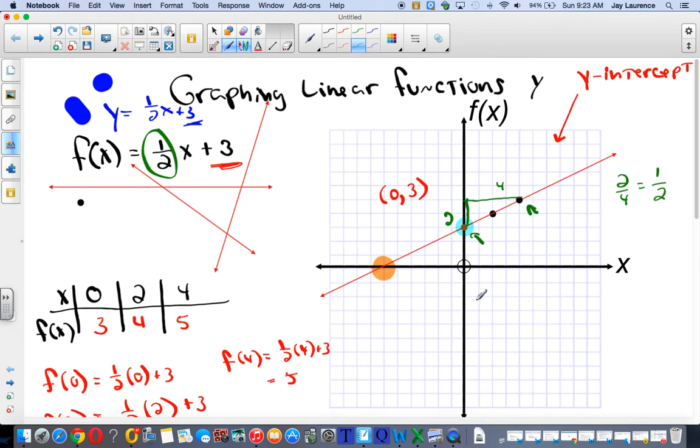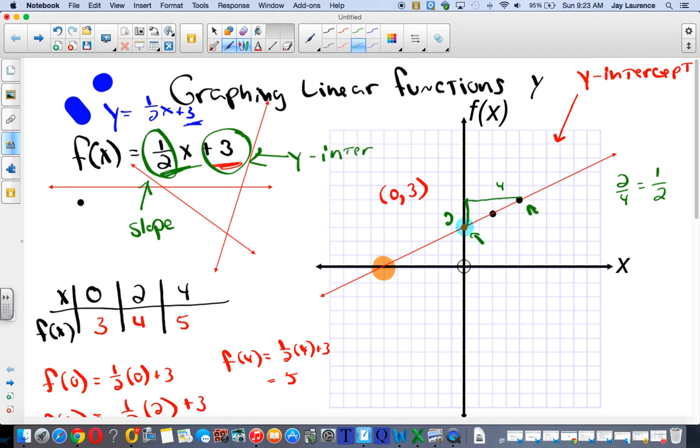This is called the slope. And you find the slope, this only works when y is alone or f of x is alone, as the coefficient on x. It's the number in front of x. This is the y-intercept.